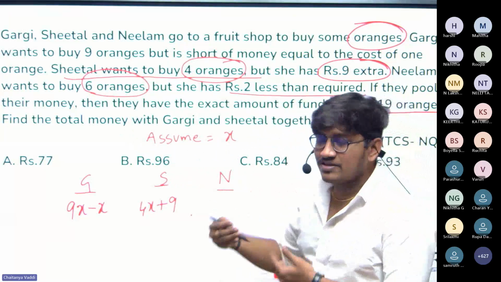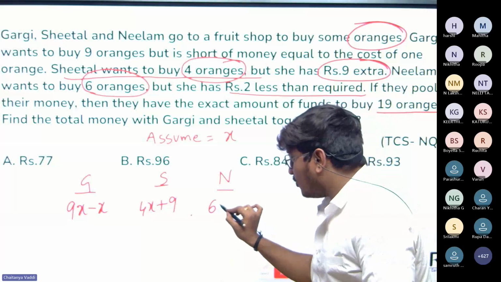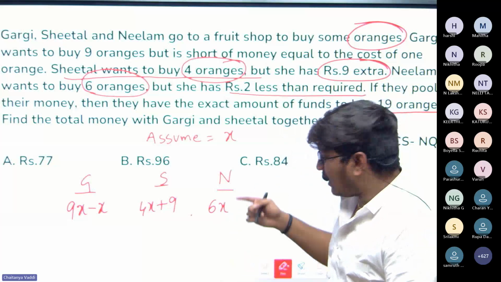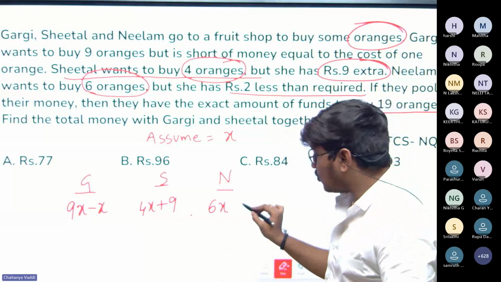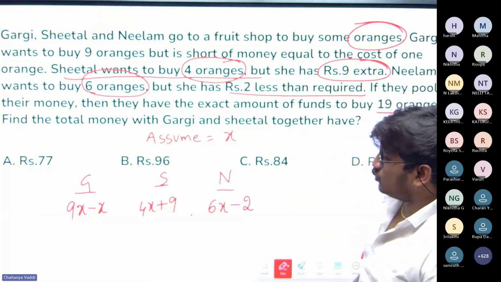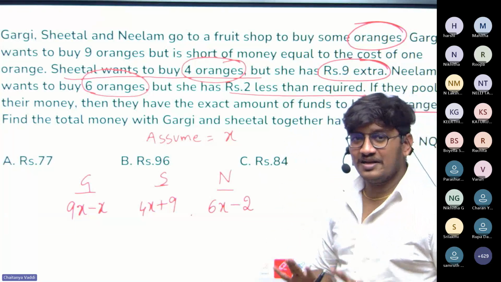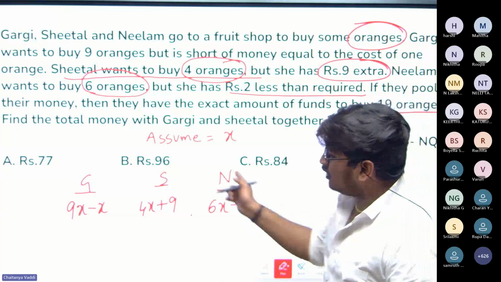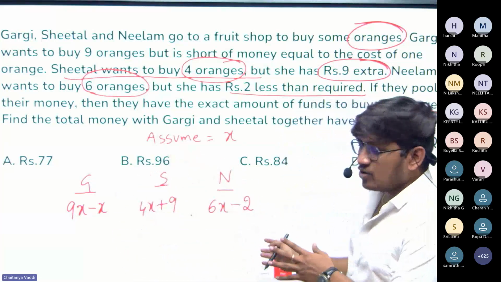Now Neelam wants to buy 6 oranges, but she has 2 rupees less than required. If she wants to buy 6 oranges, how much amount should she have? 6x, correct? But does she have 6x rupees? No, she has 2 rupees less. So 6x minus 2.